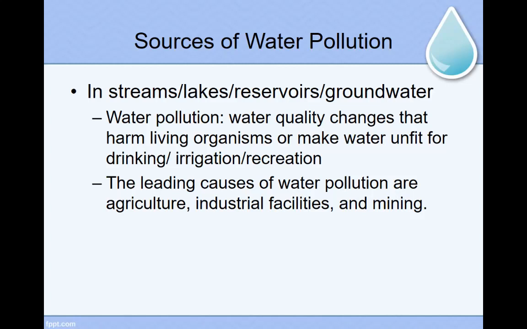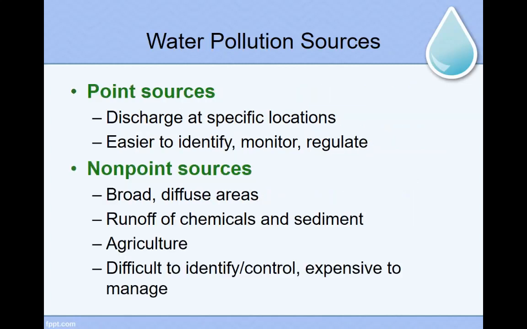So where do these things come from? Very broadly, we categorize them into two groups: point sources and non-point sources. Point sources are those things that we can identify coming from a very specific location. The discharge is at a very specific location, which makes it easier to identify, to monitor, and to regulate. So in terms of governments or other governing bodies being able to monitor and penalize or levy some sort of impact on those companies that do pollute, point source is pretty easy.